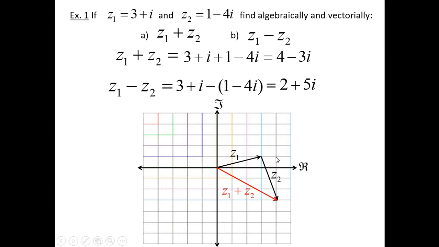If I want to do z1 minus z2, here's z1. Negative z2 would just go in the opposite direction. Here's the result. And notice that's 2 in the real, 5 in the imaginary direction.